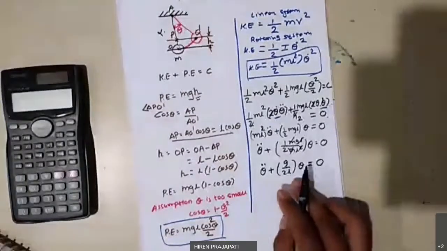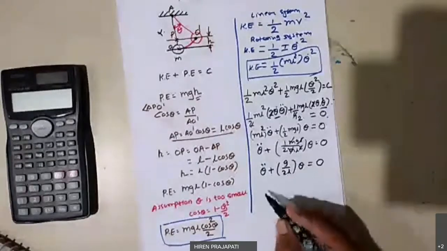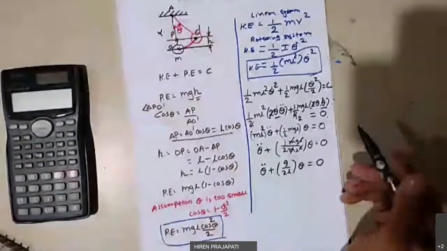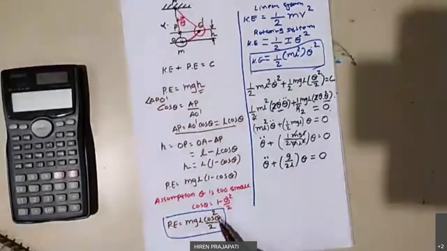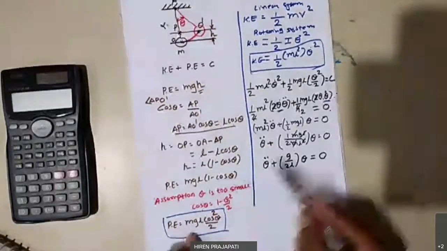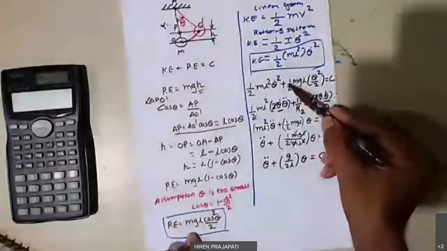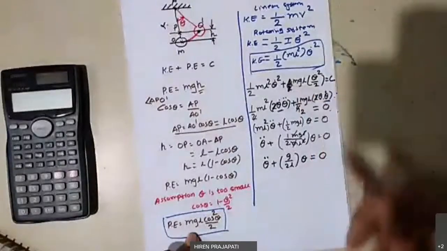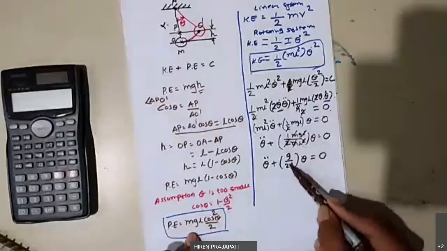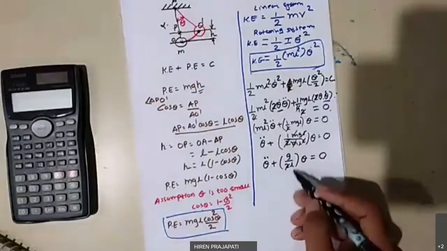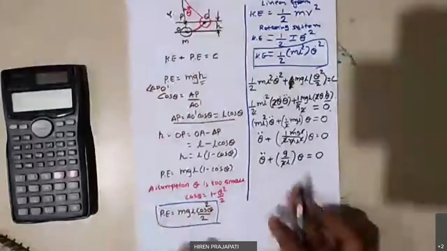Now if you compare this with the simple harmonic motion equation, then we have made one mistake here. This is mgl cos square theta by 2, then there is no 1/2, so let me remove this 1/2. So this 2 cancels out straight away, so there is no 2 term, it's only g by l. Is it fine? So it's only g by l.